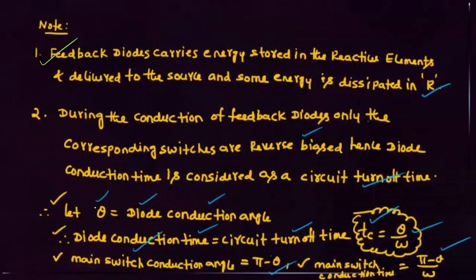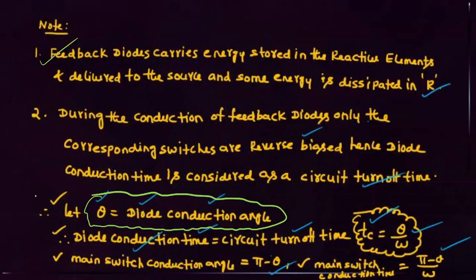For example, if the given diode conduction angle is theta, very important. In bridge inverters, diode conduction time is taken as the circuit turn-off time. Circuit turn-off time equals theta by omega. If theta is the diode conduction angle, what is the main switch conduction angle, friends? Pi minus theta. Very important formulas.